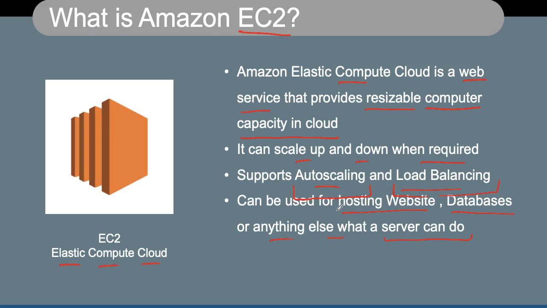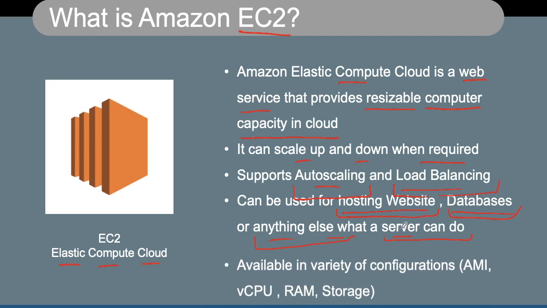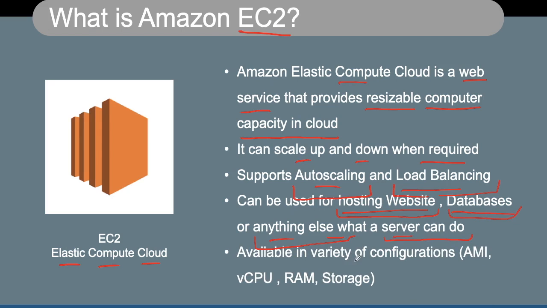Some of those examples can be hosting a website, managing databases, or anything else we want to do on a particular server or computer. And it is available in a variety of configurations, like the AMI, which is Amazon Machine Image, which is typically the operating system of the machine, the number of vCPUs, what kind of virtual CPUs you need, the RAM, the memory you need, and the storage capabilities you need for that particular computer. You can configure all these things depending on your requirement.